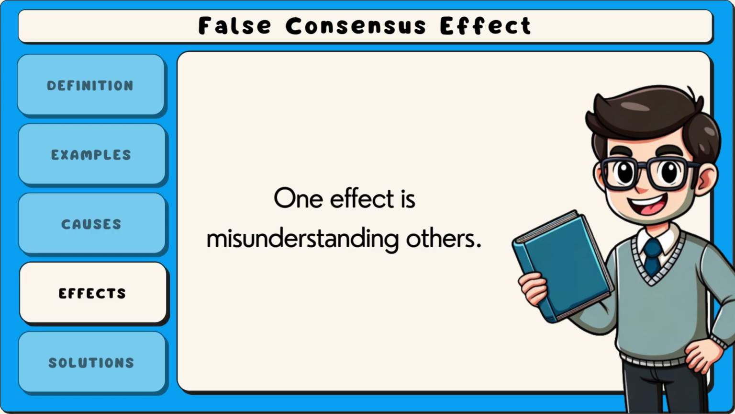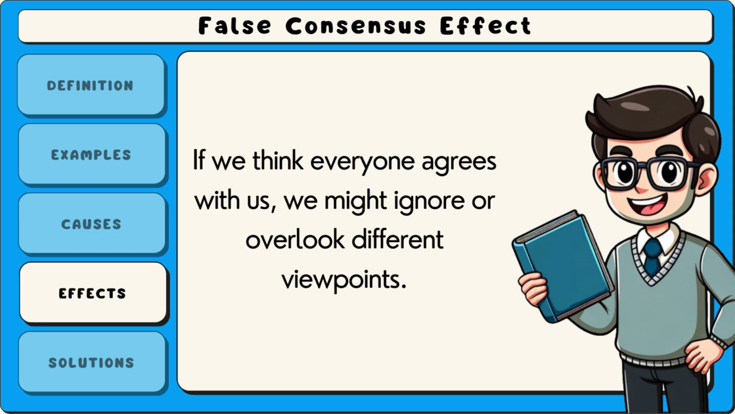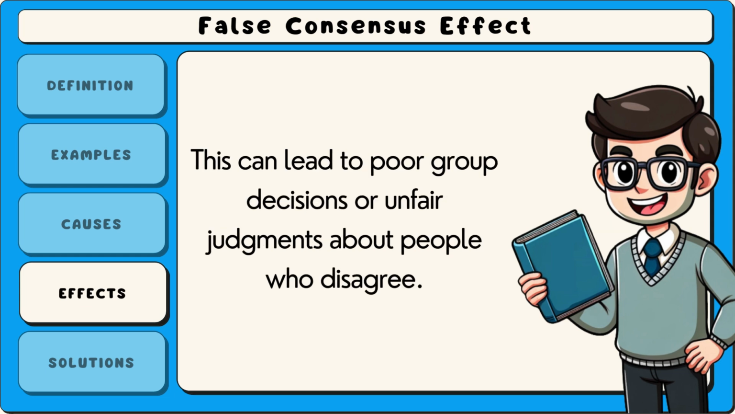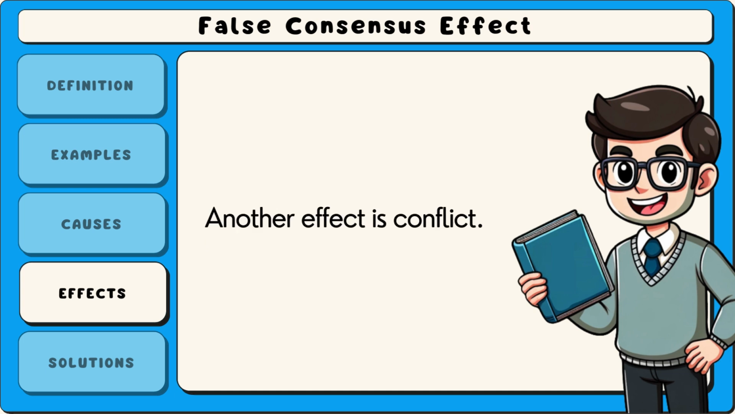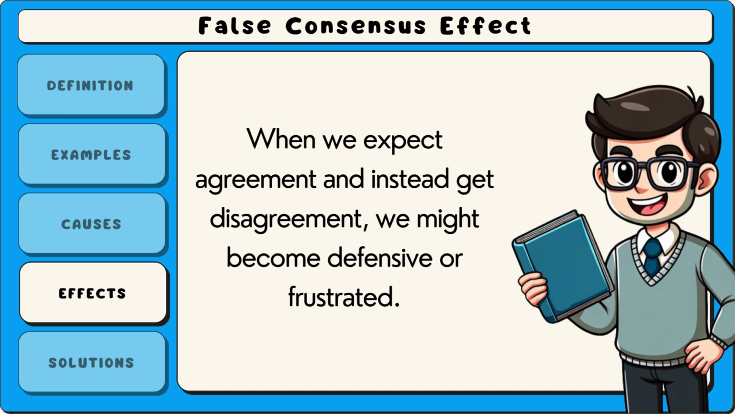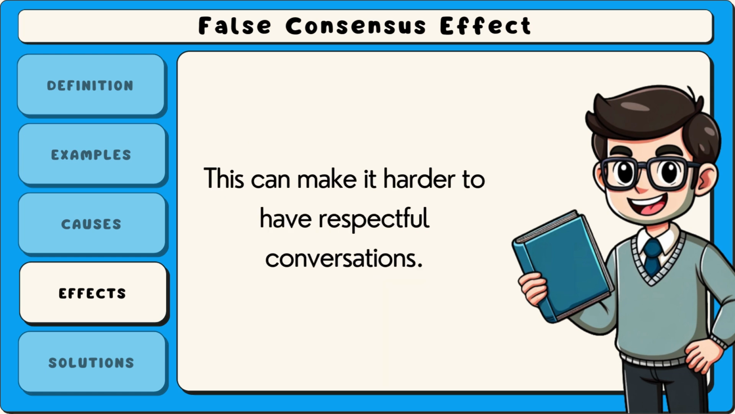One effect is misunderstanding others. If we think everyone agrees with us, we might ignore or overlook different viewpoints. This can lead to poor group decisions or unfair judgments about people who disagree. Another effect is conflict. When we expect agreement and instead get disagreement, we might become defensive or frustrated. This can make it harder to have respectful conversations.